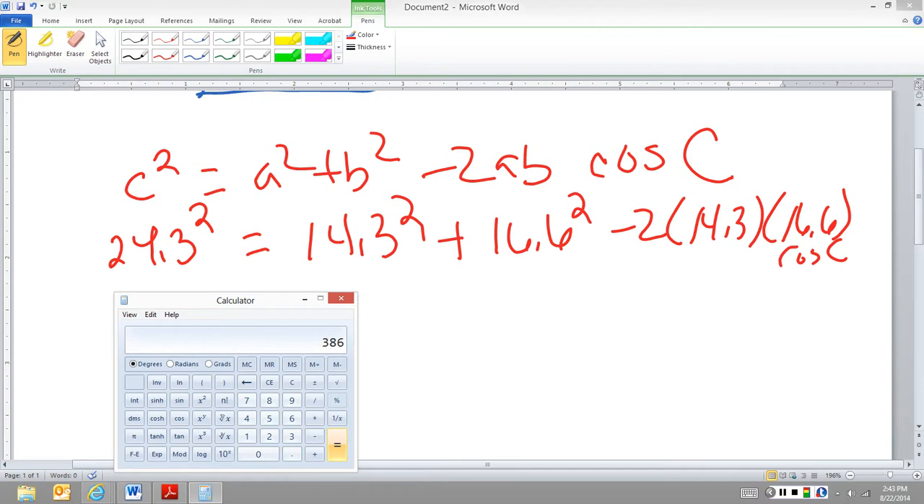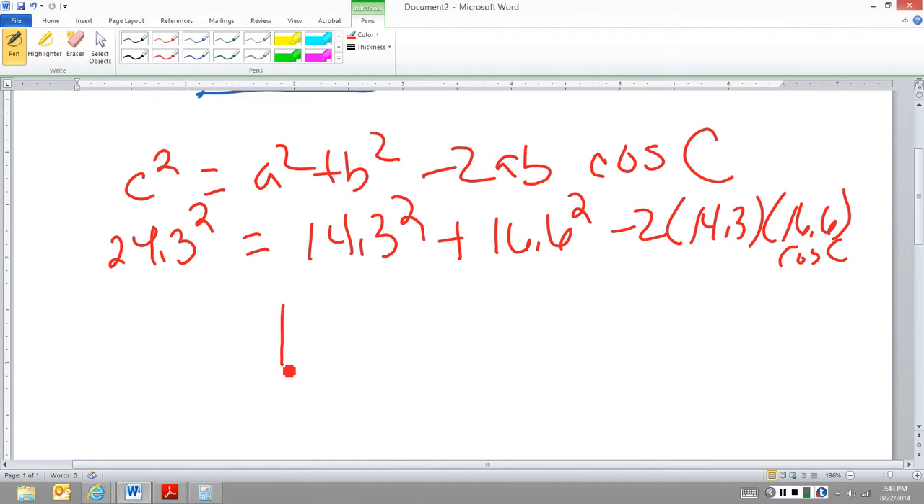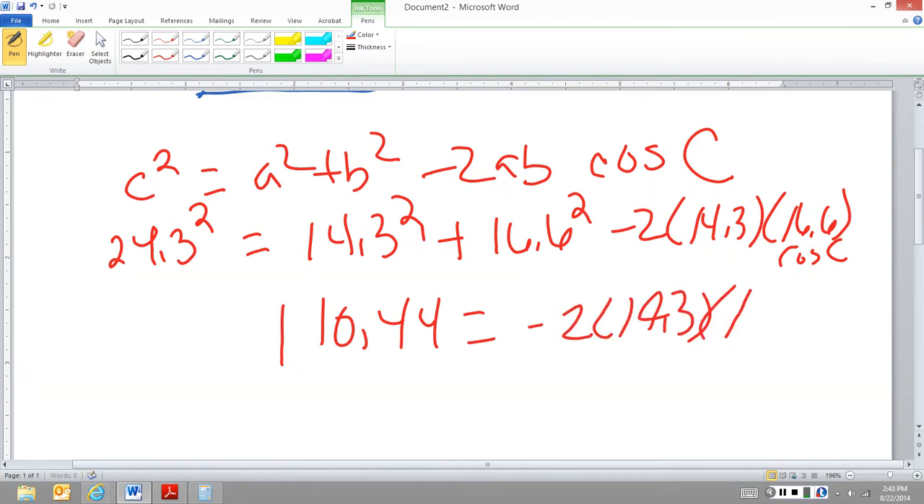to work back on the other side. So I did this, subtract this is plus, so again I'm going to subtract it, so minus 16.6 squared. I'm double checking this on my calculator just to make sure I've got it as I'm going. And obviously you would want to probably run this twice. Okay, so now what I have here is 110.44 equals negative 2 times 14.3 times 16.6 cosine C.